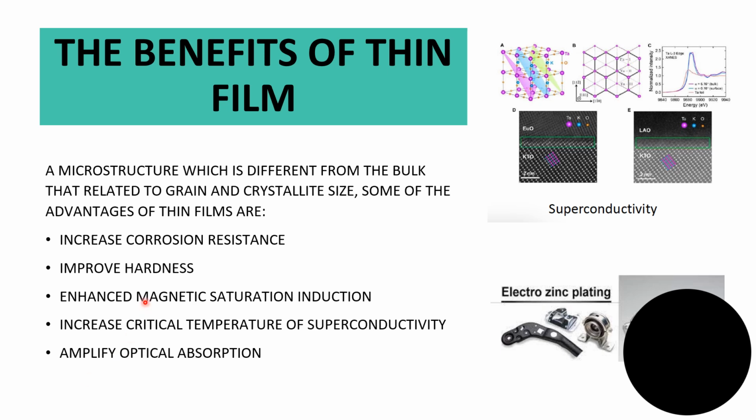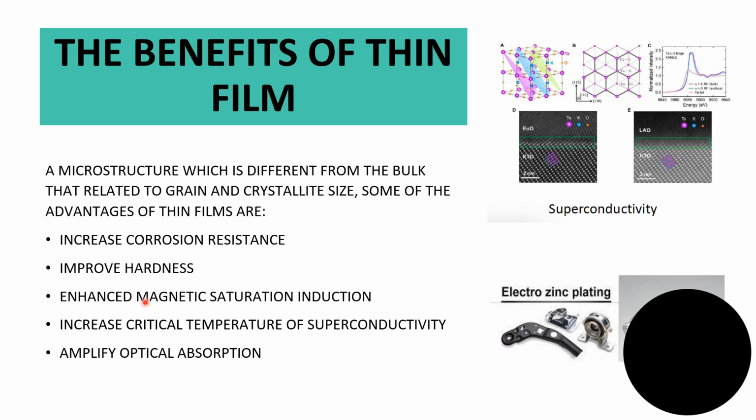So what are the benefits of these thin films? The first benefit is that it increases corrosion resistance. How is this possible? It's because some thin films make it possible for us to develop a passivation layer and also an oxidation layer. These oxide layers will prevent the corrosive environment from penetrating inside the thin film.